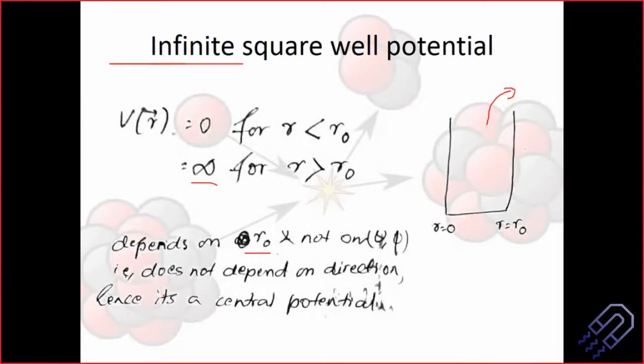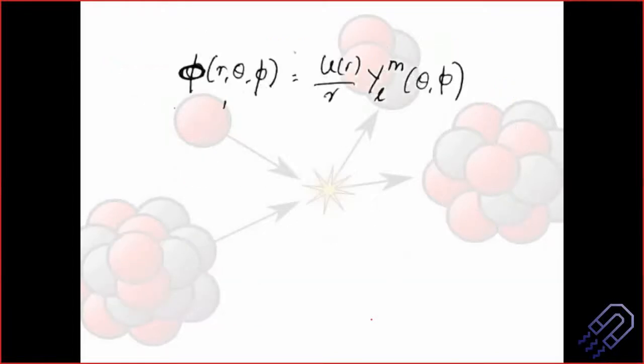Okay, so that is important, and since it depends on r, we know it is basically called a central potential. We already know the definition of central potential, that it depends on the distance from the center of the nucleus, in this case. But the wave function that we have is not necessarily independent of theta or phi. The wave function will have a spherical form. It will come in and then it will get scattered and so on.